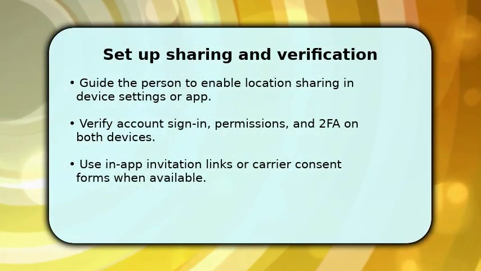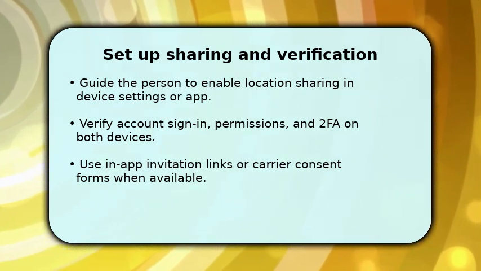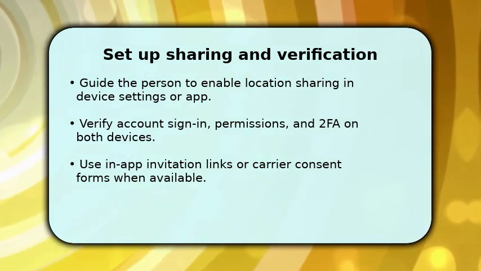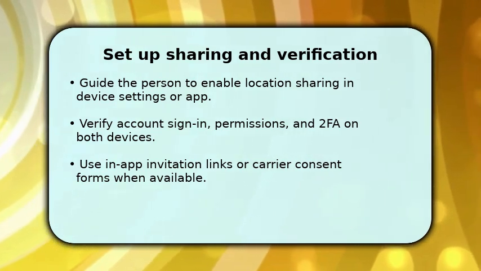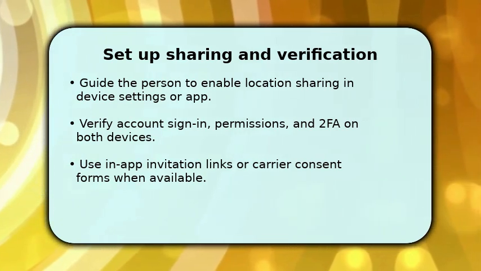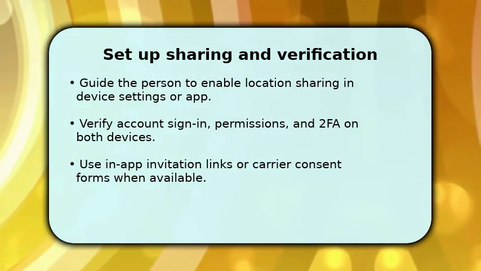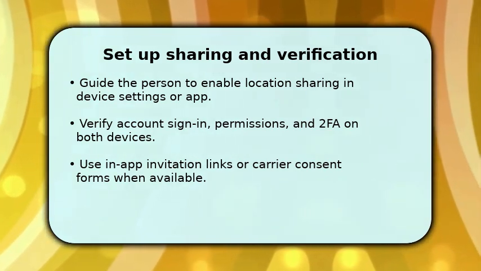You now guide the person step by step to enable location sharing. Open Settings, choose Location or Find My, then turn on Share My Location. Once done, send an in-app invite or accept theirs. Verify both accounts are signed in, and two-factor authentication is set so access is secure. If using a carrier service, complete their consent form and ID verification.